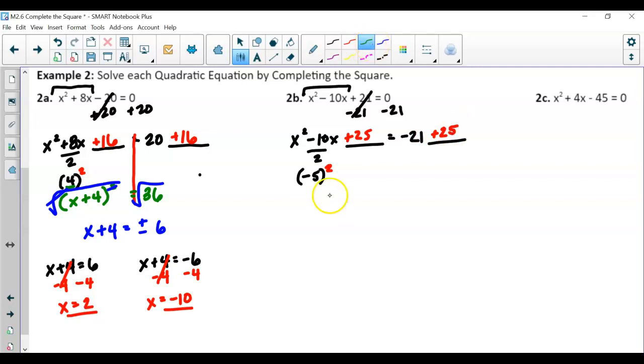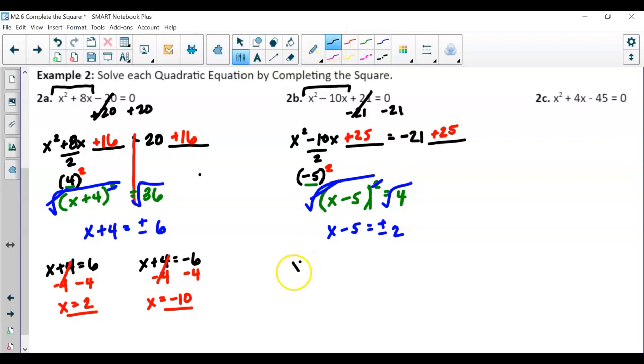Now we can rewrite our perfect square here. So again, what value are we going to use? Negative 5. Negative 5 times negative 5 is positive 25, and negative 5 plus negative 5 is negative 10. Now this is equal to negative 21 plus 25, which is 4. Now we can solve just like before. Take the square root. So now this cancels out, and x minus 5 is equal to positive or negative 2.